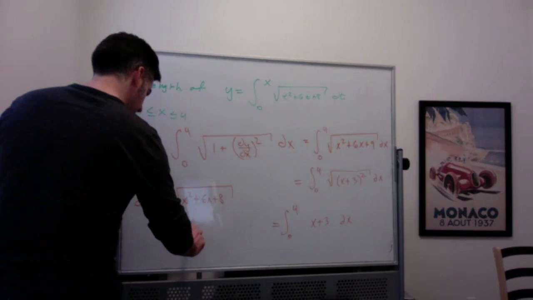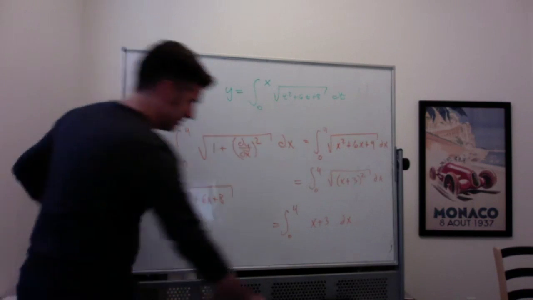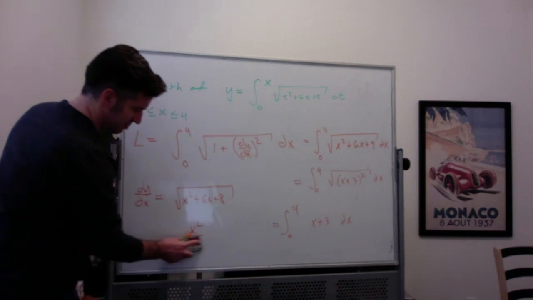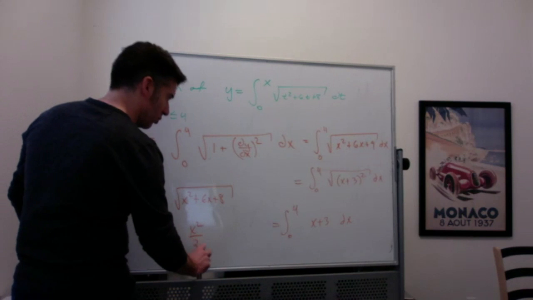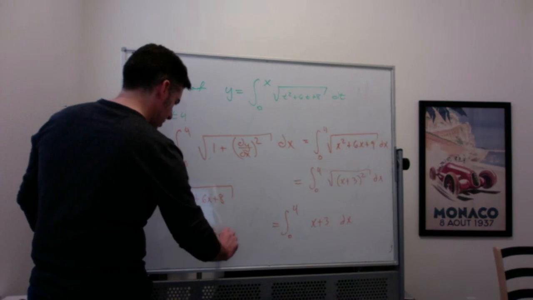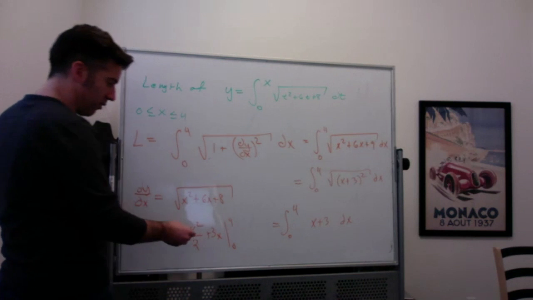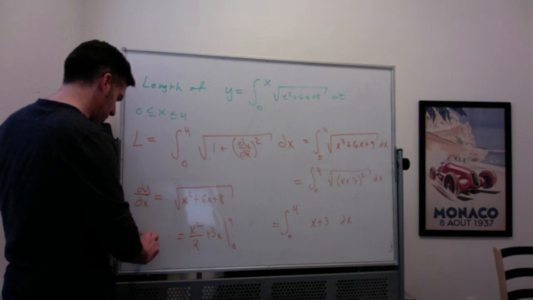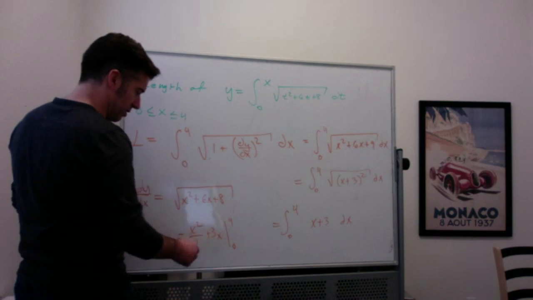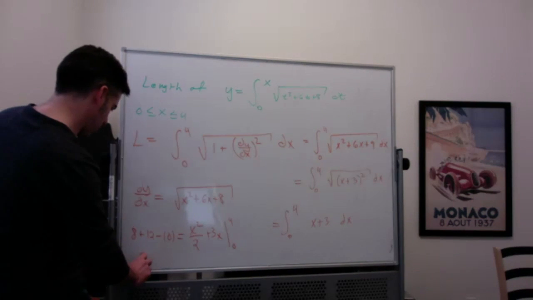So then we integrate. We get x squared over 2 plus 3x evaluated between 0 and 4. We plug in 4 and we get 16 over 2, which is 8, plus 3 times 4, which is 12, minus we plug in 0 and we get 0 plus 0. So we get 8 plus 12, which is 20.